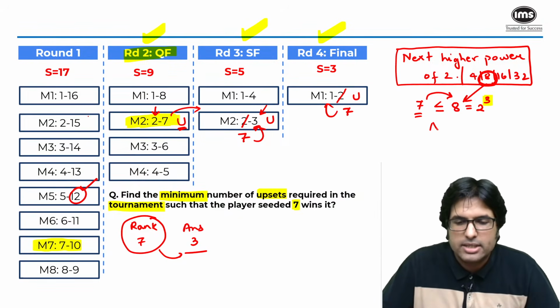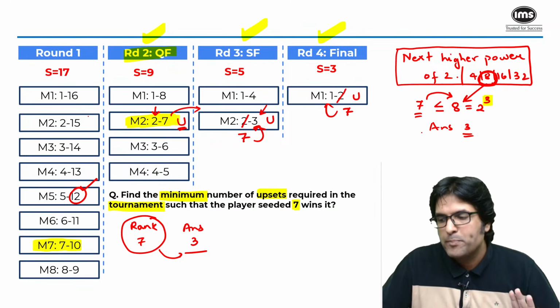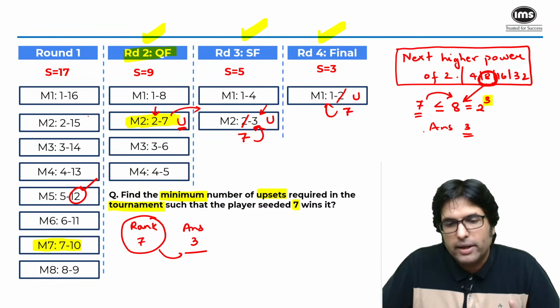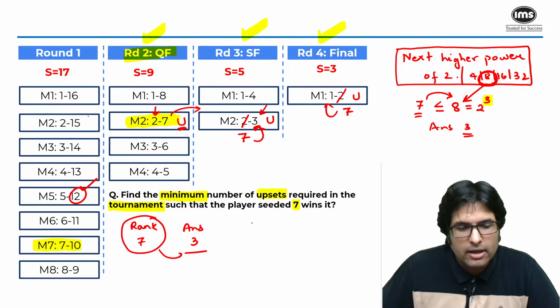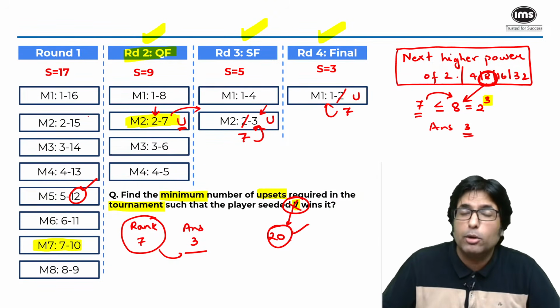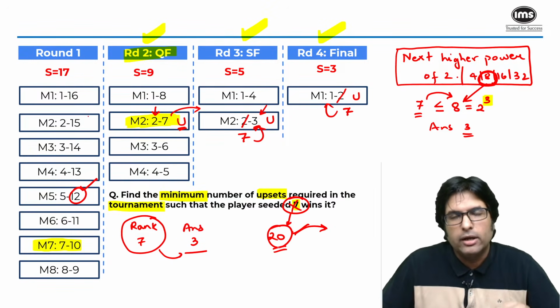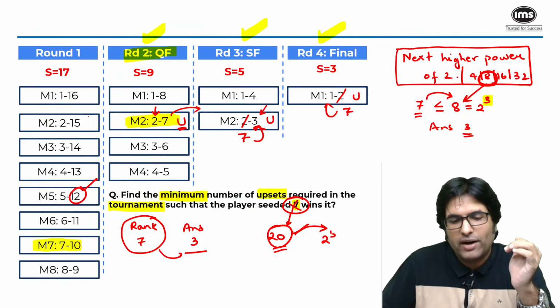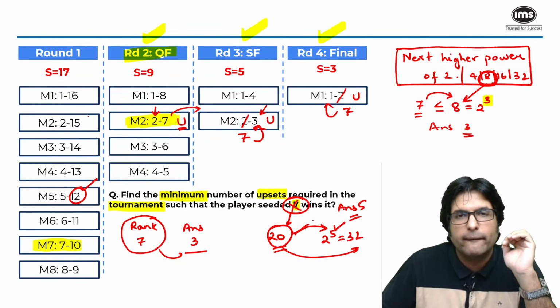So understand, this is a fantastic shortcut for you to calculate the minimum number of upsets required in the tournament. Just look at the next higher power of 2. For example, suppose the question says instead of player seeded 7, player seeded 20, and there are, let's say, 32 players or 64 players. I look at the next power of 2 which is greater than 20. 2 to the power 4 is 16, 2 to the power 5 is 32. The moment I know that the immediate next power is 2 to the power 5, the minimum number of upsets required for this question would be 5.